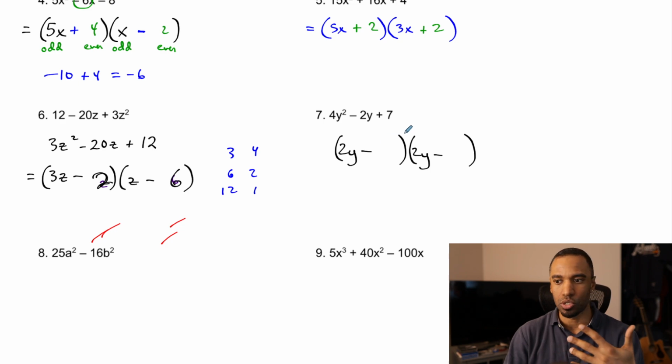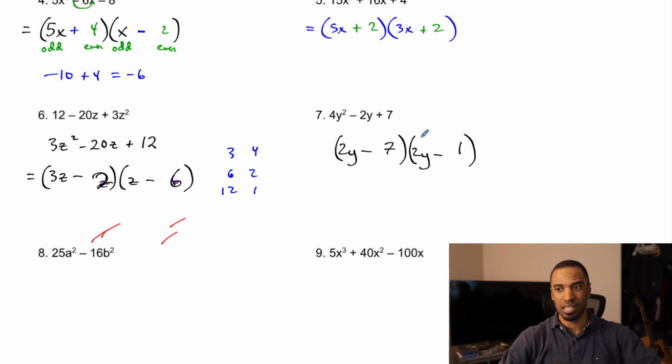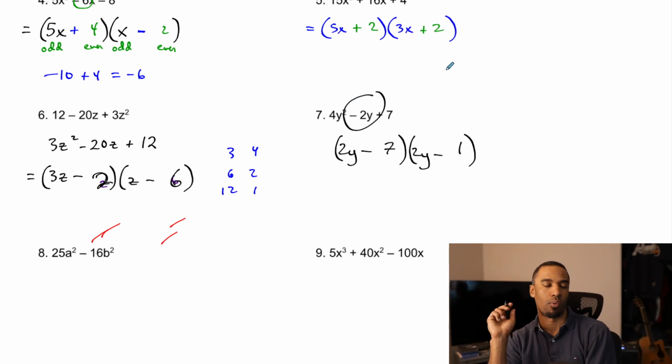I guess I would have had to do 2 and 2 here because 7 and 1 would have to go here. That way I have an even plus an even. But the problem is these numbers are going to go further negative. 2y times negative 1 might be negative 2. 2y times negative 7 is negative 14. Negative 2 minus 14 is not negative 2. This is going to get too far away.